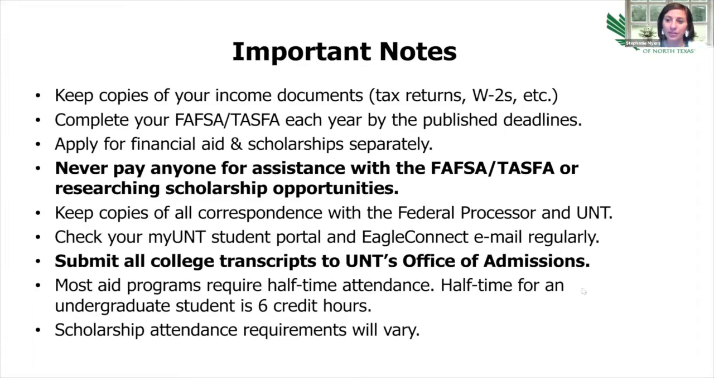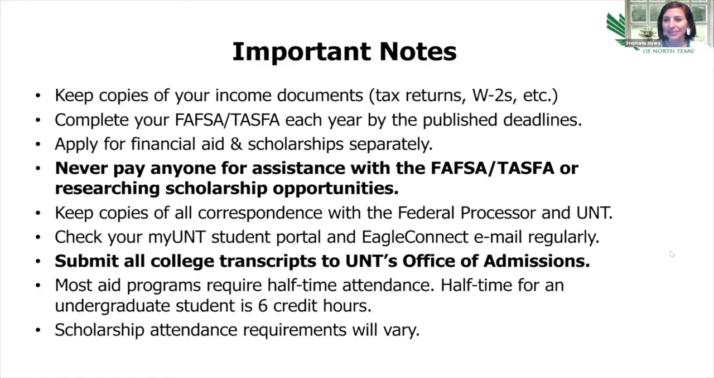They are the ones that process your transcripts, and once we have all of those transcripts, they can make an admissions decision based off of the credit that you have. So it is important to turn in those transcripts. And again, as Sam mentioned, for this program, we require 45 credit hours and also at least a 2.0 overall GPA. And overall means from any schools you've ever attended, it's all put together, and that's your overall GPA. And then most aid programs do require at least half-time attendance.